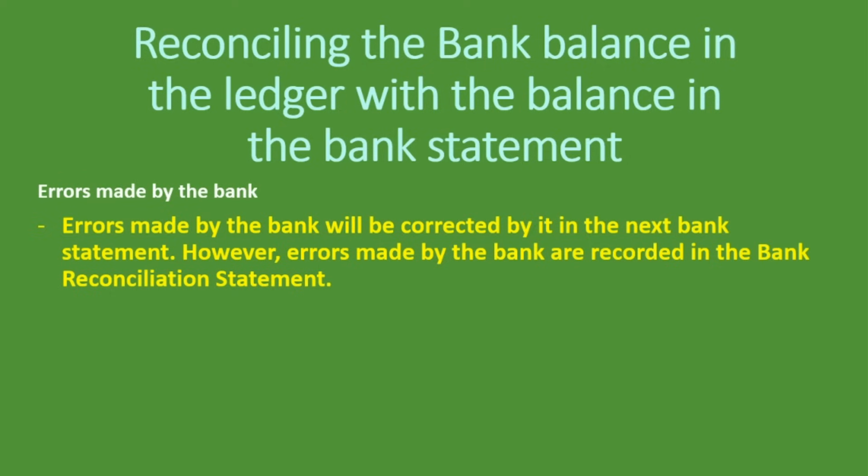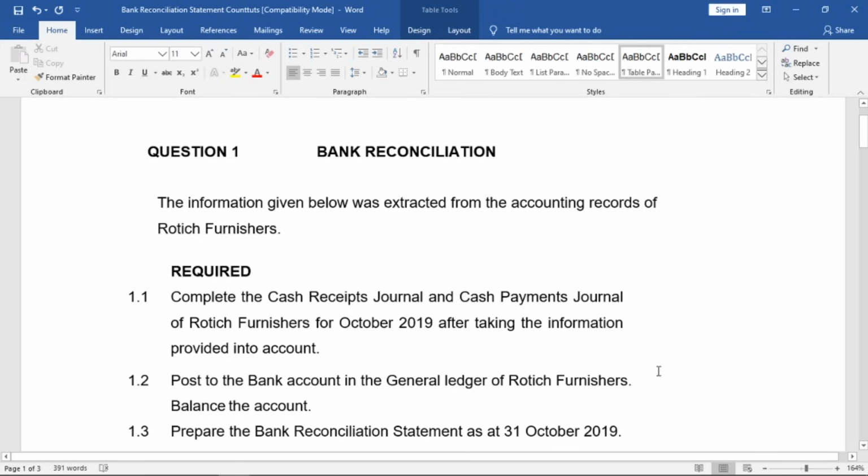So we will first update our cash payments journal and our cash receipts journal. We'll also be required to do the bank account general ledger, or the T account for the bank. That will help us get the balance that we need to put in the bank reconciliation statement, and you'll see just how we do this right now.